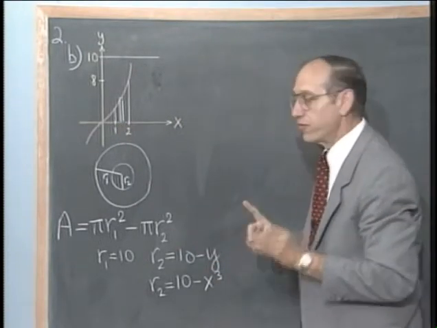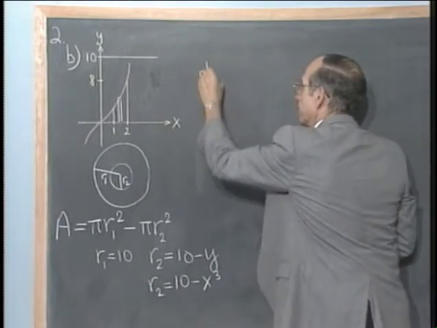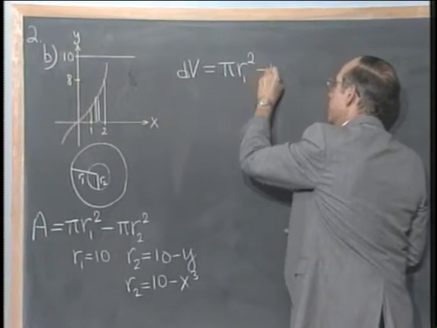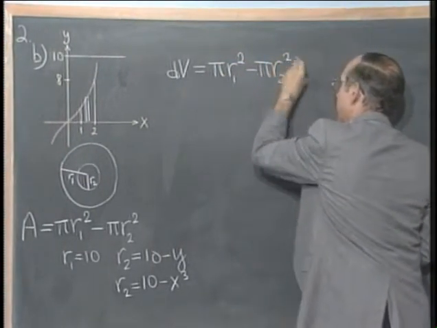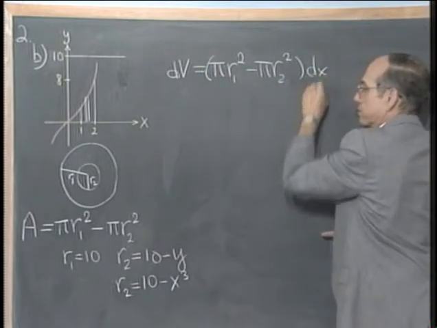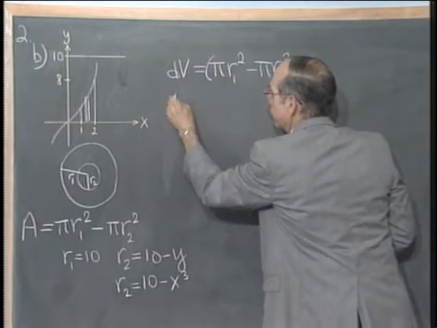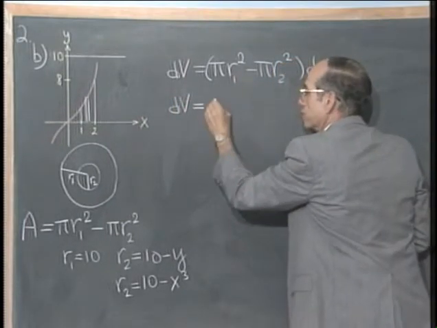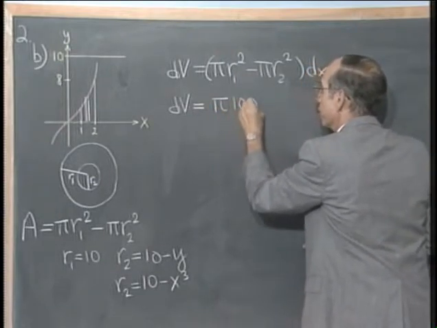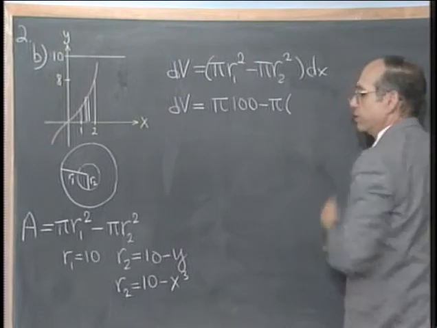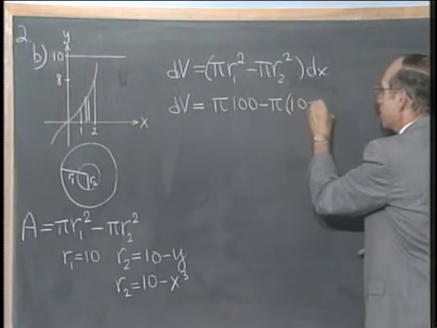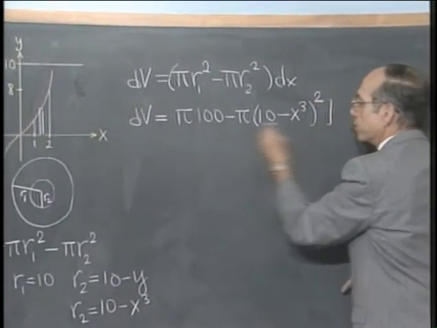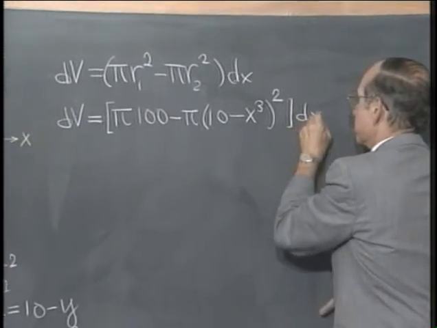So our differential of volume is dV equals pi r1 squared minus pi r2 squared times dx. Substituting in, we have dV is equal to, r1 squared is 100, so this is pi times 100 minus pi times, and r2 squared is 10 minus x cubed all squared. And this whole thing is multiplied by dx.